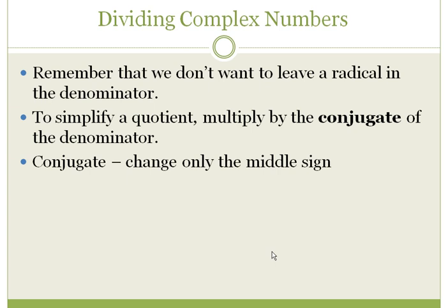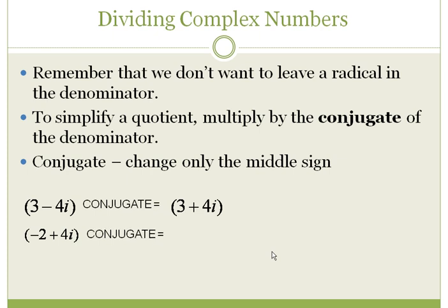And here are our guest speakers to take you through the conjugates. So there's a 3 minus 4i in the parentheses, and then you conjugate it. So what you do is you keep the 3 how it is and you change the negative 4i to positive 4i. So you just change the middle sign only, and that's how you conjugate. Cool. So in this one, you would keep the negative 2 and make the 4i negative. So then you conjugate it.